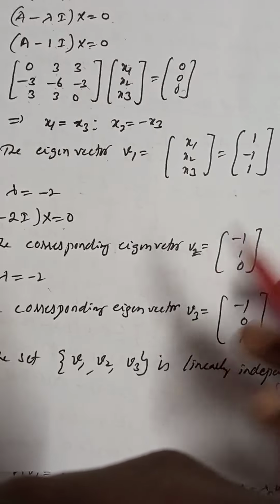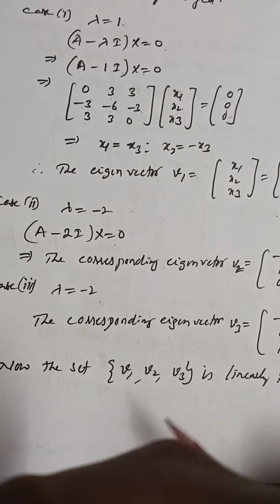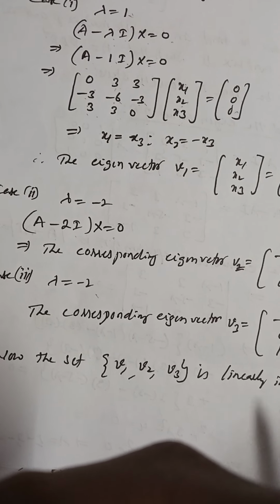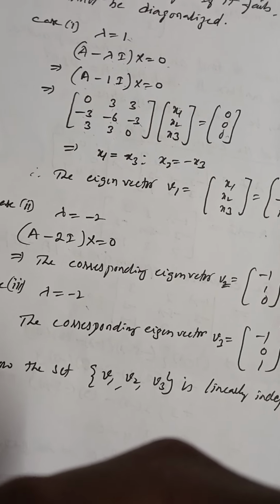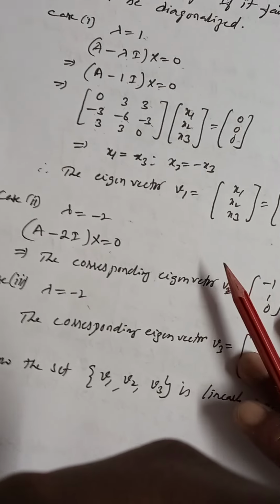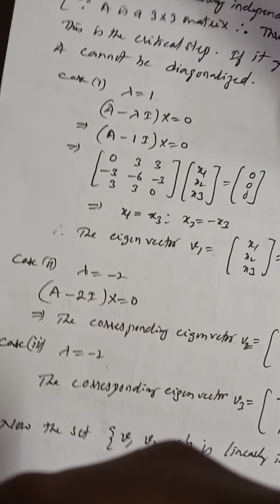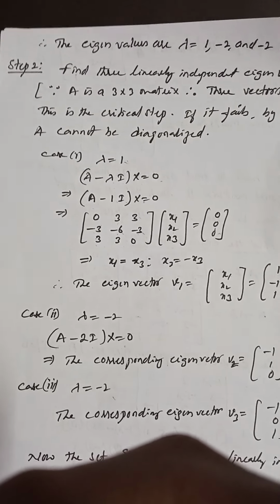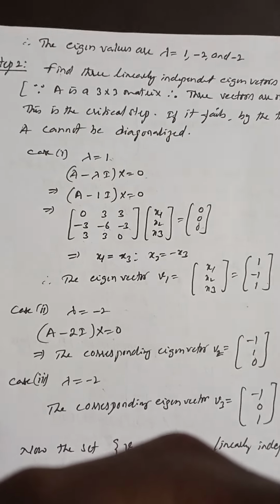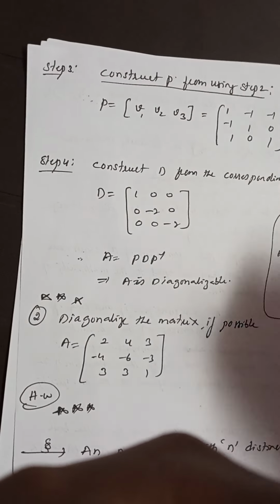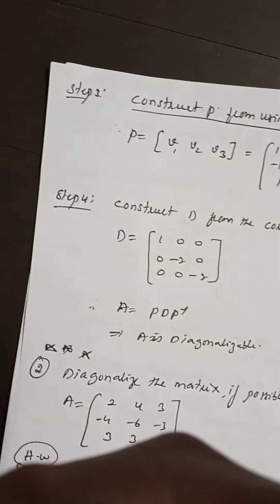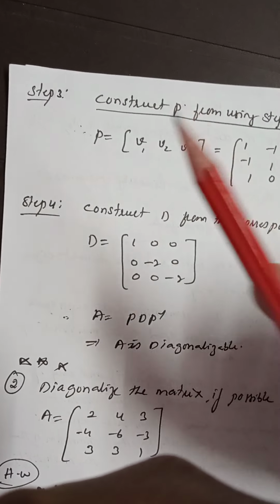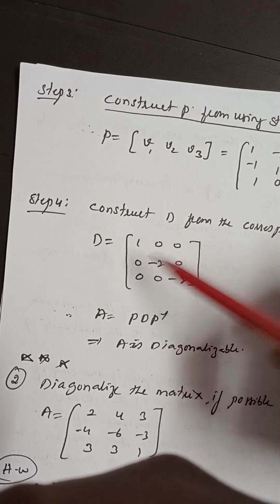It depends upon the procedure, right? Now the set v1, v2, v3 is linearly independent. In step 1, we have to find the characteristic values. In the second step, we have to find the characteristic vectors. In step 3, construct the matrix P using step 2. That is, P is equal to v1, v2, v3 according to the theorem, right? We have to write them as column vectors.